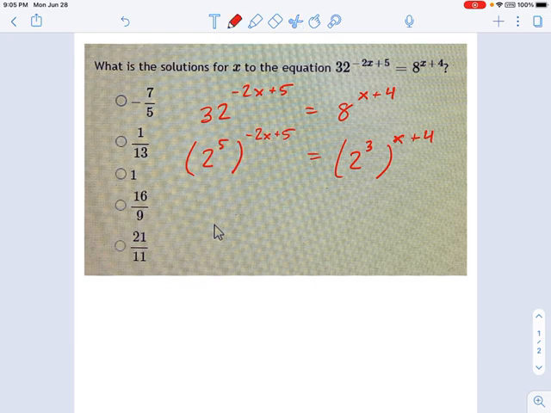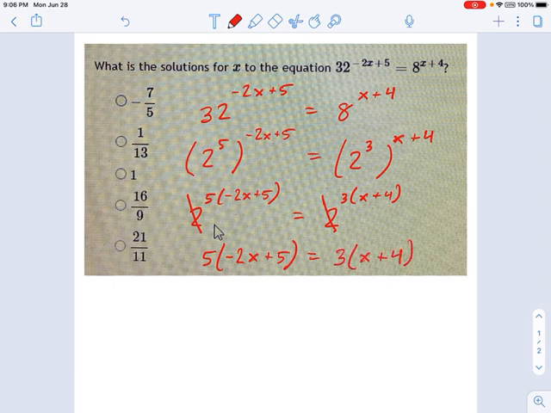I've got 2 to the 5th to the negative 2x plus 5 equals 2 to the 3rd to the x plus 4. And if you remember how exponents work, this is equivalent to 2 to the 5 times negative 2x plus 5 on the left, and on the right, it's equivalent to 2 to the 3 times x plus 4. And now is the part where you can just cancel out numbers, because 2 to some power equals 2 to the other power. That means the powers themselves must be equal. I'm going to cancel out the 2 from each side, which gives me this: 5 times negative 2x plus 5 equals 3 times x plus 4.